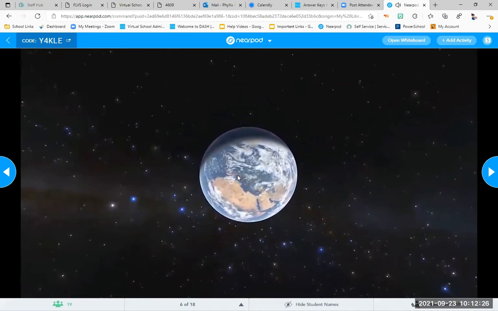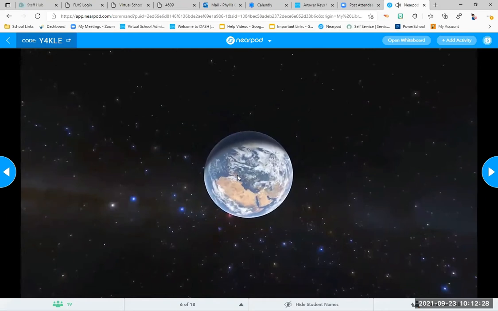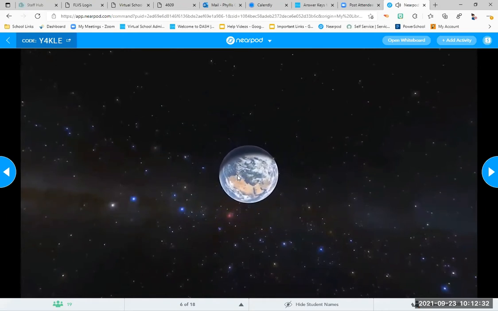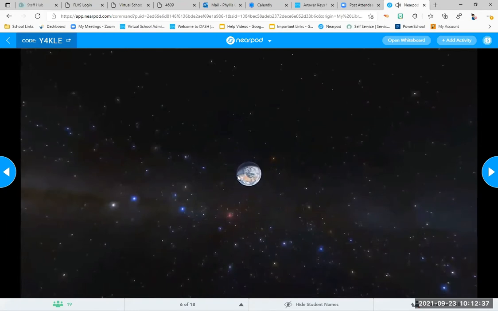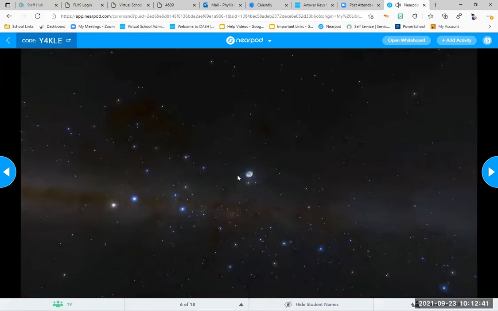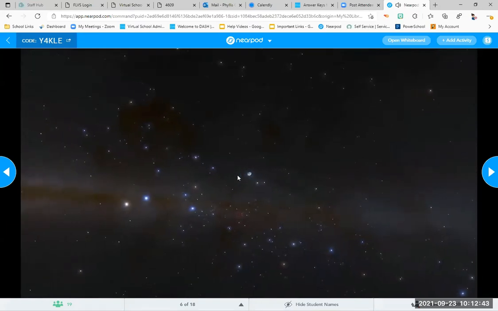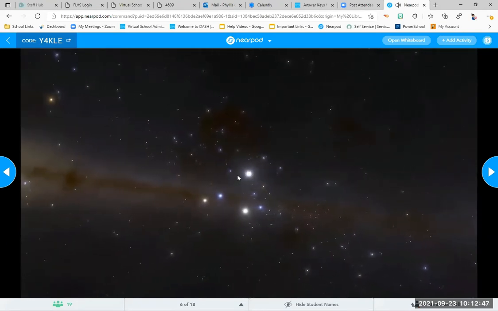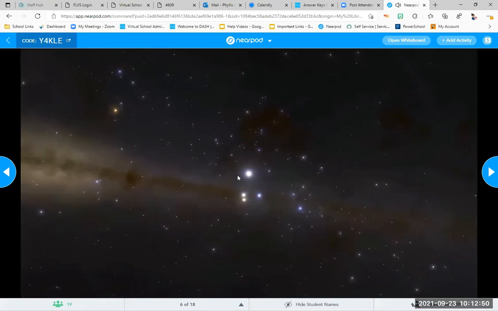Appears as though we are moving further away from Earth. We are going to be able to see things in space. And what is that? Oh, does that look familiar?